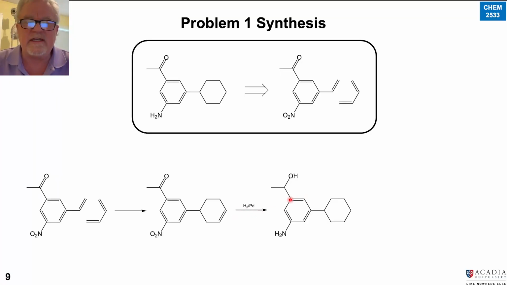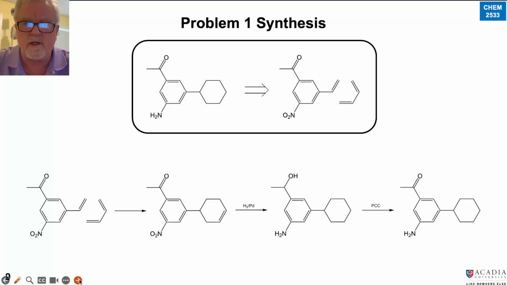We could do this. Now, we actually can do it under mild enough conditions that we should be able to selectively reduce the nitro group and the carbon-carbon double bond, probably without touching the ketone. But if we did, that's not a problem because we can just use a mild oxidizing agent like PCC, and that's going to oxidize the secondary alcohol back to the ketone, and we have our final product. It was that simple.